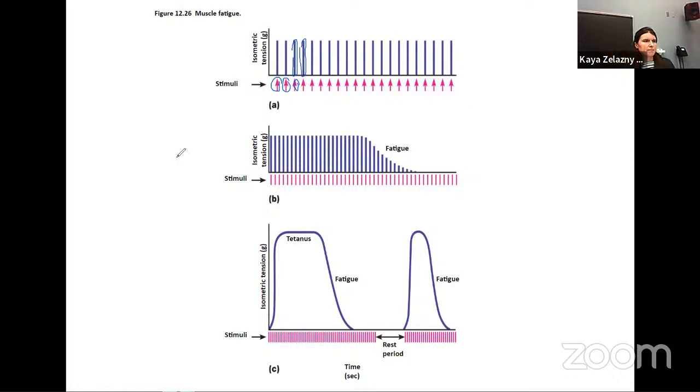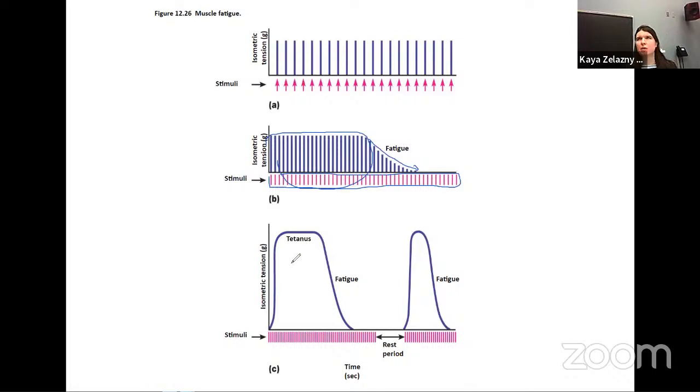By contrast, this next one, we see those action potentials coming faster together. Okay, so we can see that we're at our peak tension for a while, but as this continues on, eventually we hit this fatigue point and we can't produce as much tension, we can't produce as much force anymore.